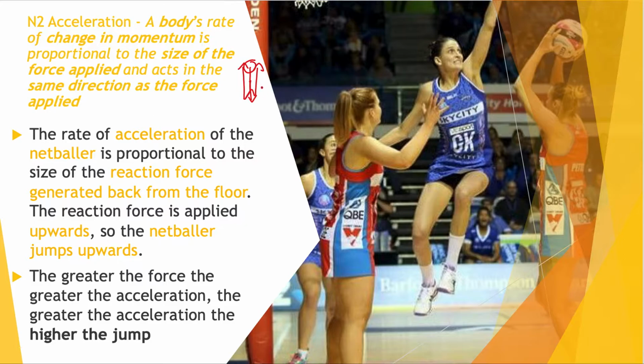Remember, we achieve that greater reaction force through eccentric muscle contraction when we bend our knees, for example, in preparation for a jump, and through, for example, swinging our arms down to the floor. That creates a greater action force than weight, and therefore a greater reaction force than weight to allow us to jump up from the floor. The reaction force is applied upwards, so the netballer jumps upwards. That's the bit about direction that's really important. So we're talking about the size of the force and the direction of the force, okay?